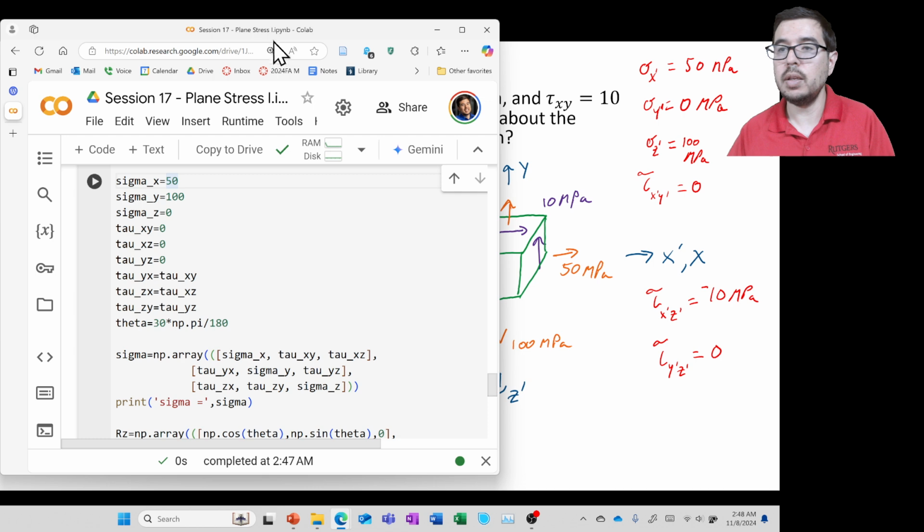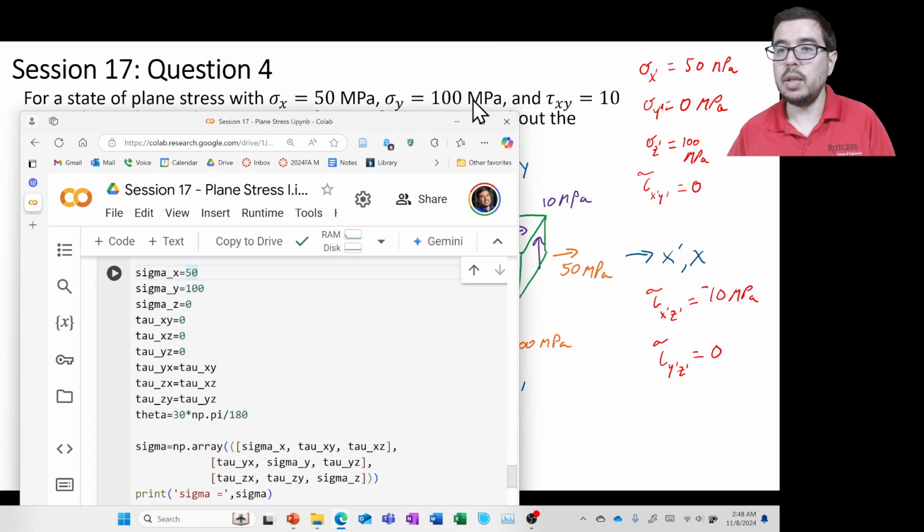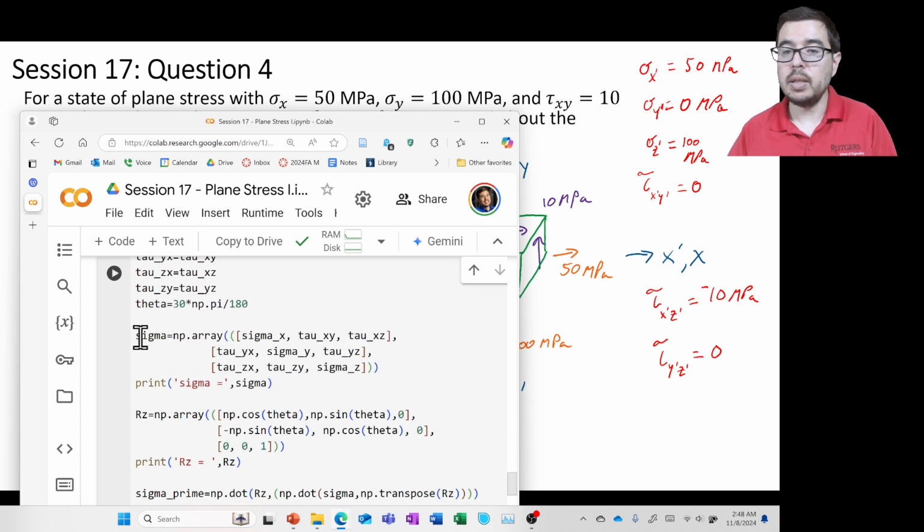So 50, 100, 10. So 50, 100, not sigma z, tau xy is 10 megapascals. Okay, and this is going to be the sigma. This is the original tensor describing stress, and I will just print it out.